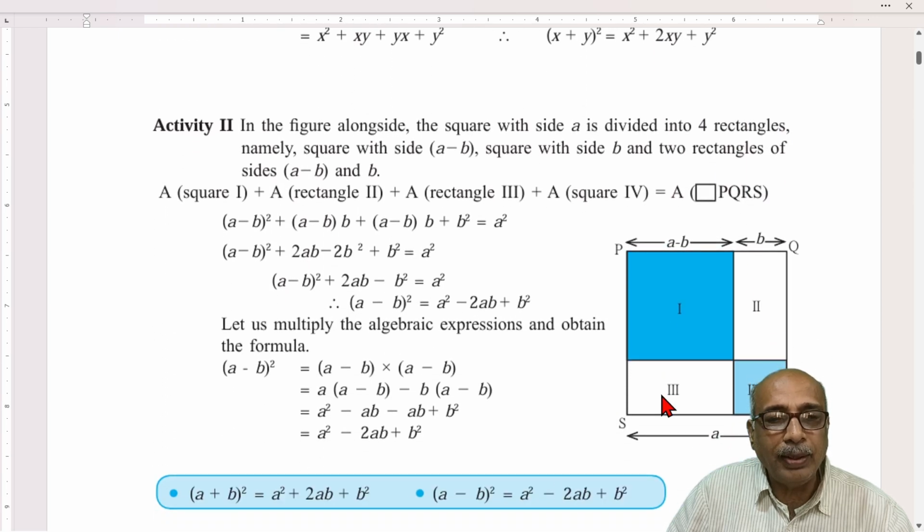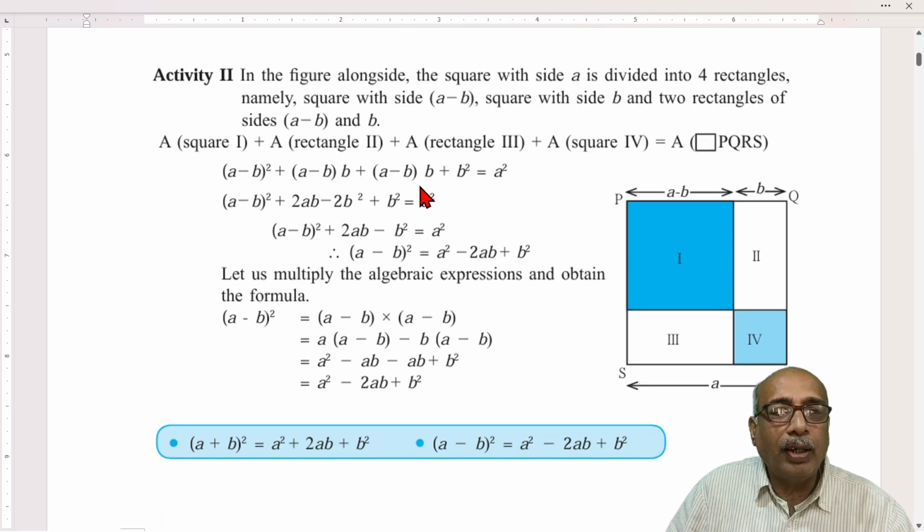Next activity. In the figure alongside, the square with side a is divided into 4 rectangles. Again 4 rectangles are there. Square with side a minus b. Here you see the complete square PQRS has a side each and b side is for this part. So what is the length left here for this part? a minus b. The method remains the same.